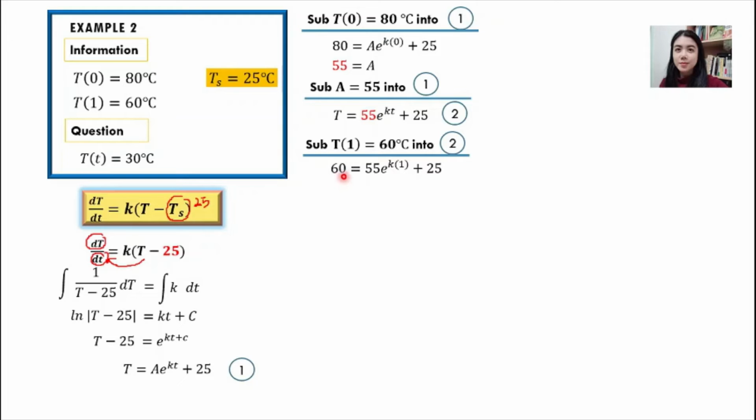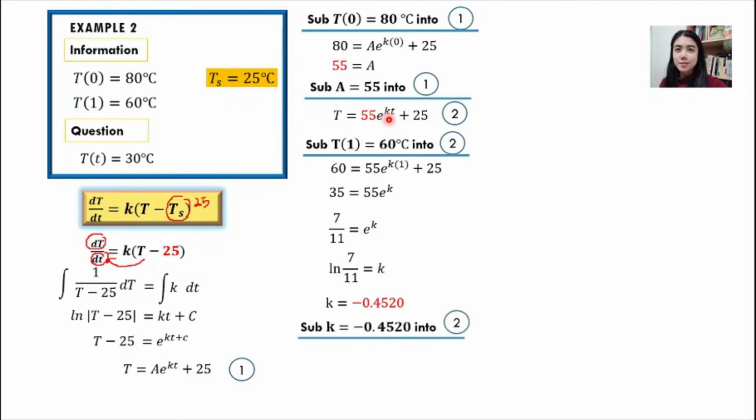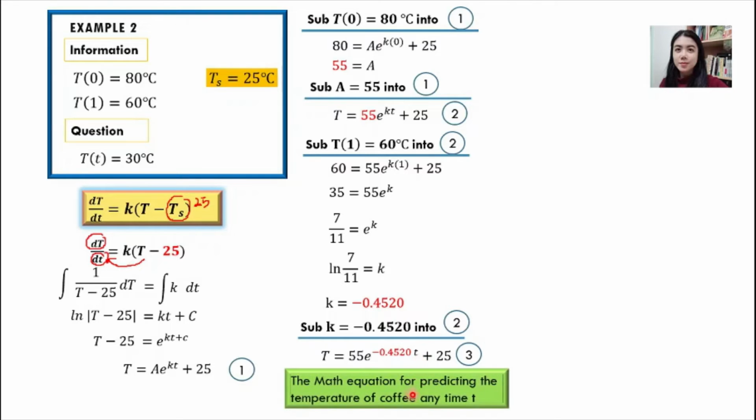Okay, so you have 60 minus 25 will give you 35. 35 divided by 55 will give you 7/11. Okay, and log both sides. Then you will have your value of K. Your value of K is negative 0.4520. Now substitute your value of K into your equation number 2. If you substitute into equation number 2, this is what we have here. That's the same as equation number 3. So this equation number 3 will be the mathematical equation for us to predict the temperature of coffee at any time. So let's just look at the questions.